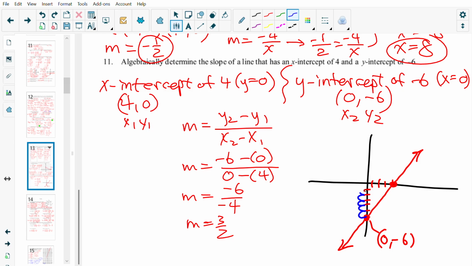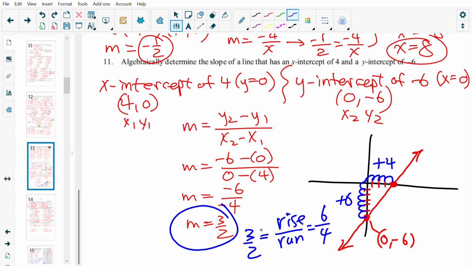Does it look like a slope of 3/2? Well, 1, 2, 3, 4, 5, 6. 1, 2, 3, 4. Rise over run. 6 over 4. And that, folks, equals 3/2. So 3/2, check.